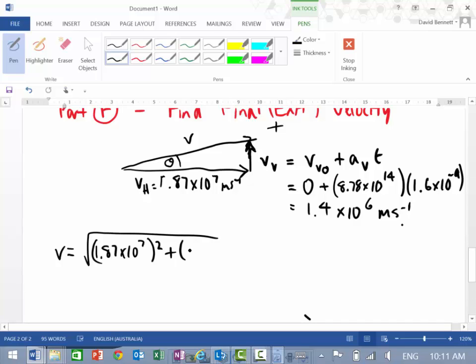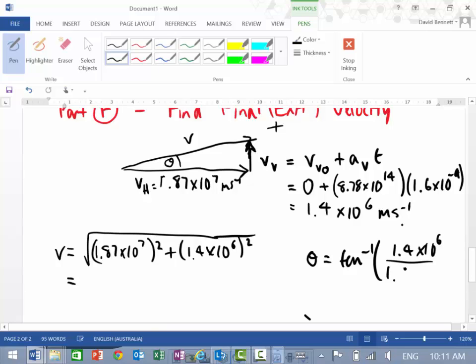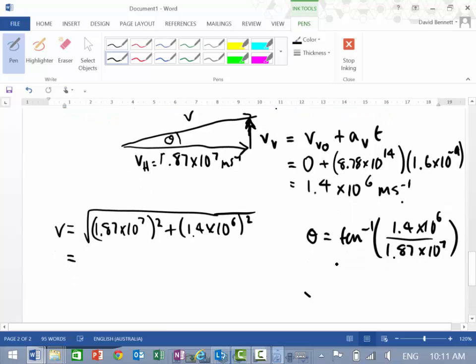Over here, so we know that's 1.4 by 10 to the 6, and we've got to square that. When you do that calculation, someone can do that. To work out the angle, theta, remember, that's going to be tan to the minus 1 of 1.4 by 10 to the 6 all over 1.87 by 10 to the 7. Someone can work out the angle, someone can work out the actual velocity just using Pythag. So when you've got an answer, shout it out.